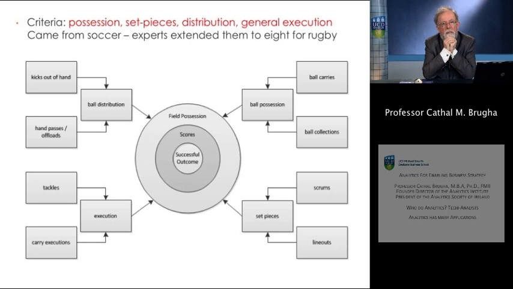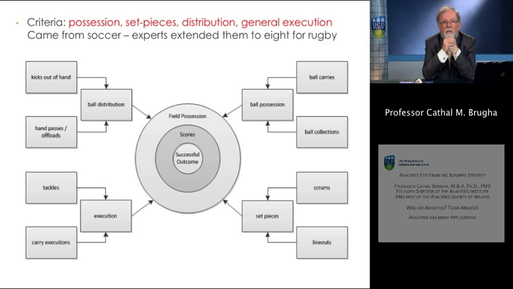Now, when we did this, part of what we do is we do a literature review. Well, where is the literature? Actually, there's more literature on soccer than there is on rugby. So we went back and we found that there was a literature about soccer which said important things are possession, set pieces, distribution, and general execution, scoring and stuff like that.